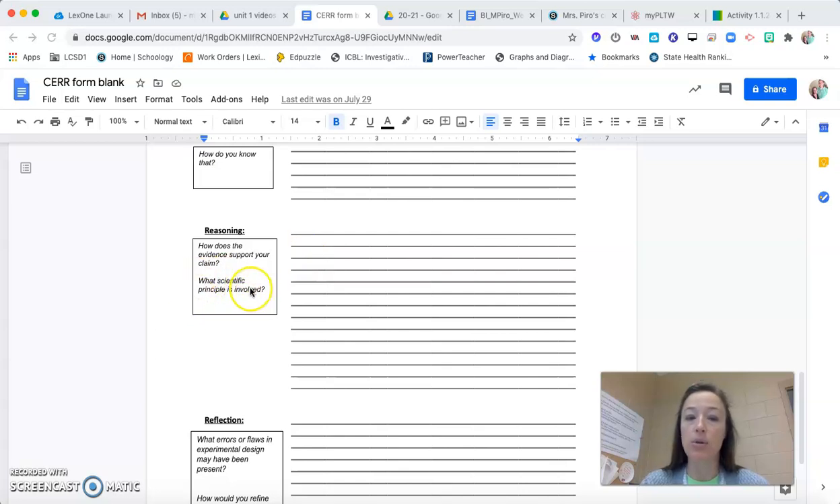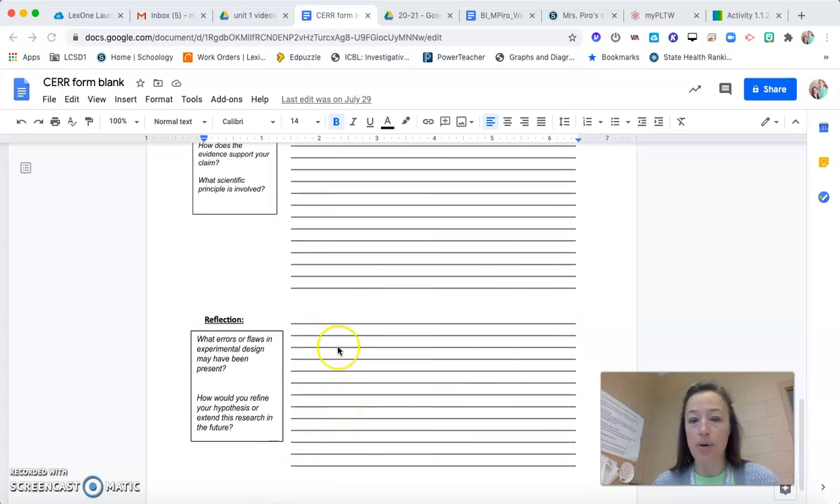What scientific principle is involved? This one you're going to relate it back to lecture. So this is how you're going to tie together the lecture that I teach you and the lab. So for the plant example, you would say, because plants have chlorophyll B, which uses blue light to do photosynthesis, this is why we know that the plants grew better in blue light than green light, because plants cannot use green light. Or something like that. So you would tie the lab back to what we've talked about in class.